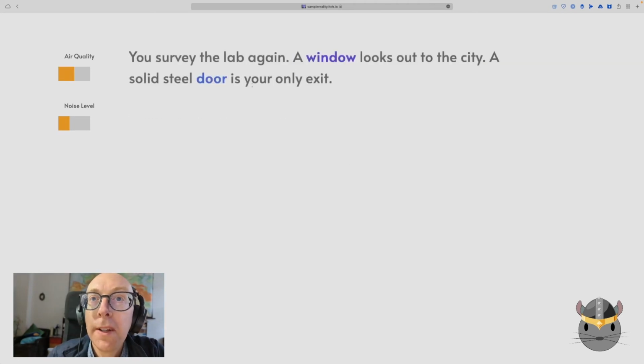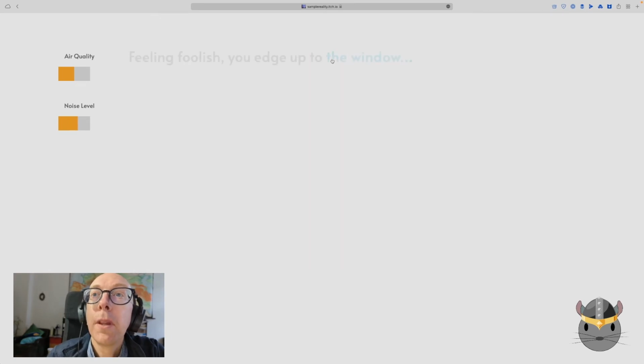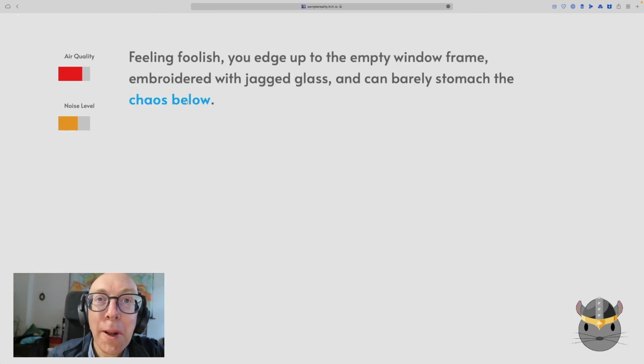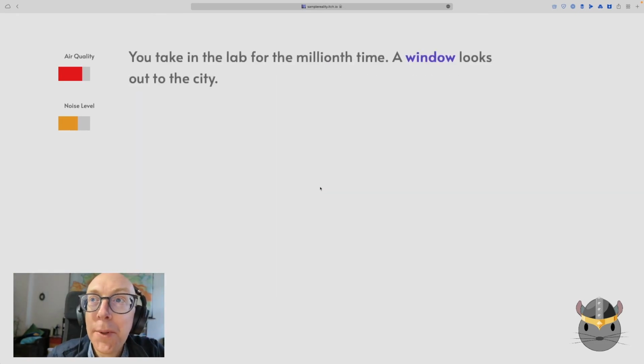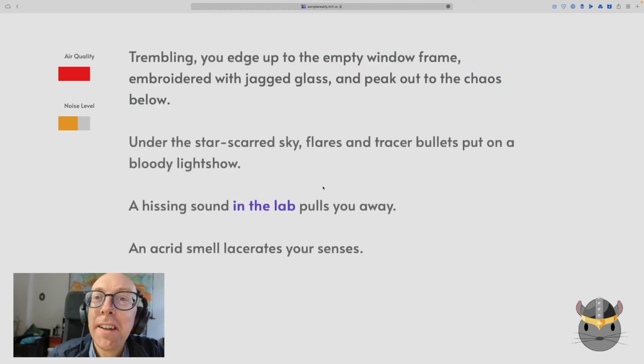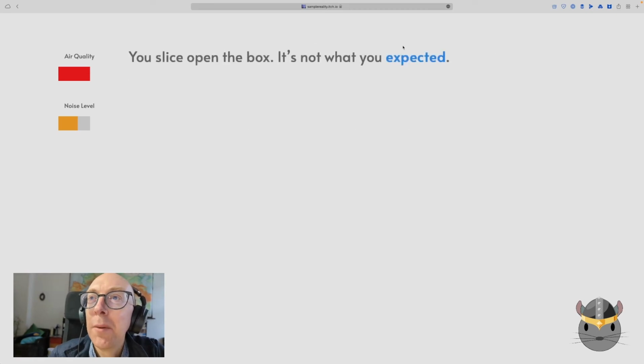Chaos below. The lab. Solid steel door. A window. The window. Chaos below. Behind the lab door. A window. To keep getting to the window. And eventually, we remember who we are. The package. There we go. We need to know. It is not what you expected.